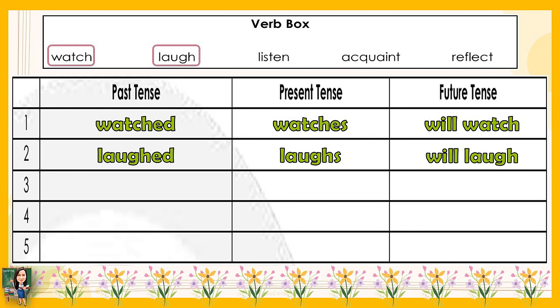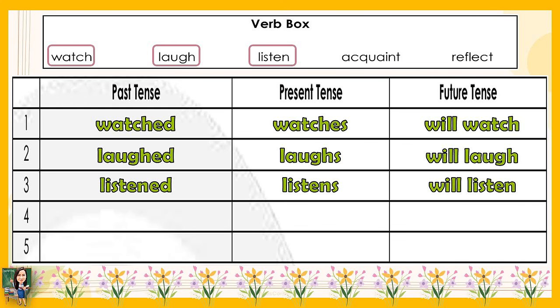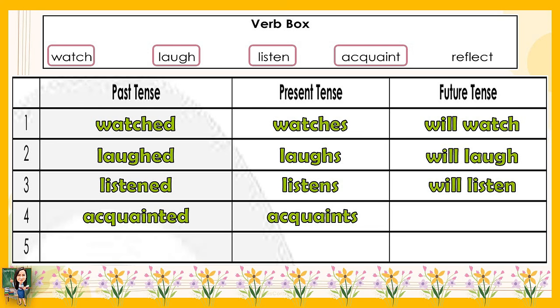Number 3, the verb is listen. The past tense of listen is listened. The present tense is listens. And the future tense is will listen. Number 4, acquaint. The past tense of acquaint is acquainted. The present tense is acquaints. And the future tense is will acquaint.